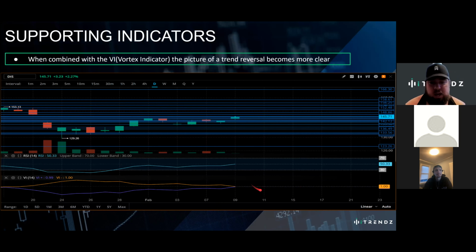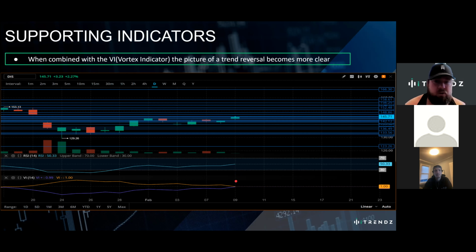You can take a look at that. But you can see the VI is showing that this purple line, the positive line, is going to cross here within a matter of days, and the RSI is above 50. So this is where you would look at Disney and start taking a bullish stance just based off these two indicators.